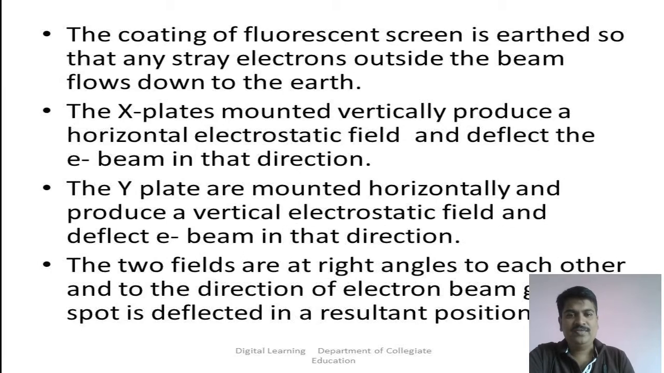Okay, the two fields are at right angles to each other and to the direction of the electron beam. Now the spot is deflected in the resultant direction. The spot will go to the resultant position.